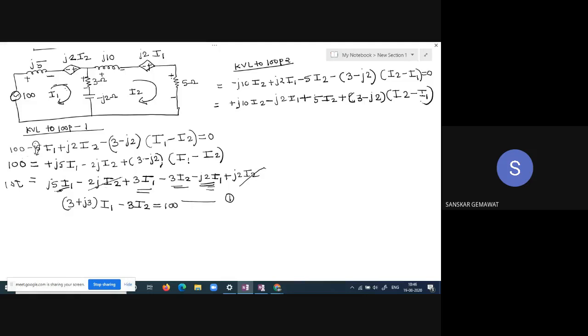Sir, the equation is 3 I1 minus 8 plus 8J I2 equal to 0. Okay, okay. Has anyone else solved it? So I'll get, sir, the equation minus 3 I1 plus bracket 8 plus J8 I2.